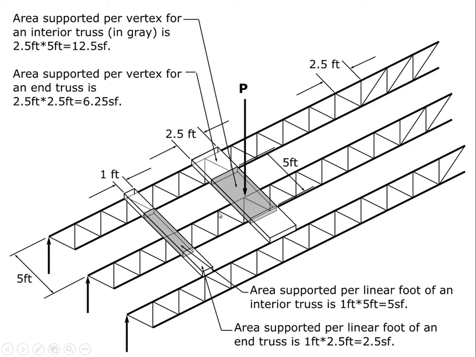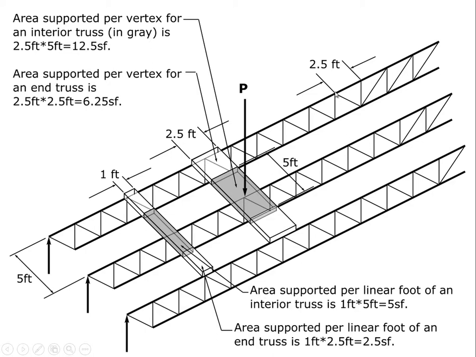So if we look at this interior truss and we ask ourselves, what's the localized or point force that's associated with that vertex? We would then say, well, this interior truss is supporting halfway to this perimeter truss and halfway to that. So the amount of floor that's associated with the interior truss would be of width 5 feet, because the spacing between the trusses is 5 feet. So it's supporting 2.5 feet towards this truss and 2.5 feet towards that truss for an overall width of 5 feet.